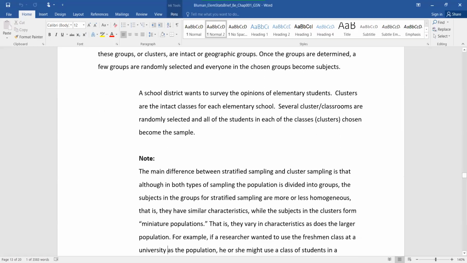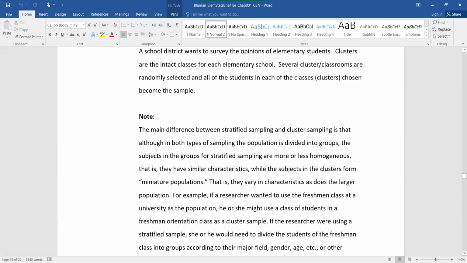Okay. Again, the note here: the main difference between stratified sampling and cluster sampling is that although in both types of sampling the population is divided into groups, the subjects in the groups for stratified sampling are more or less homogeneous. That is, they have similar characteristics, while the subjects in clusters form miniature populations. That is, they vary in characteristics as does the larger population.